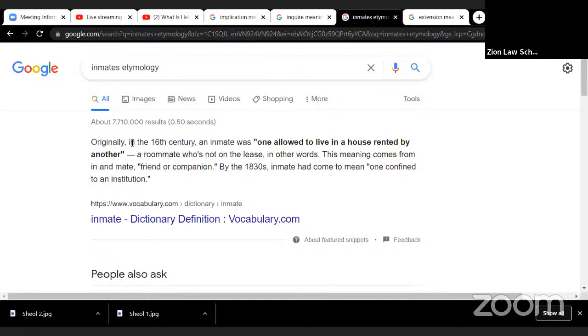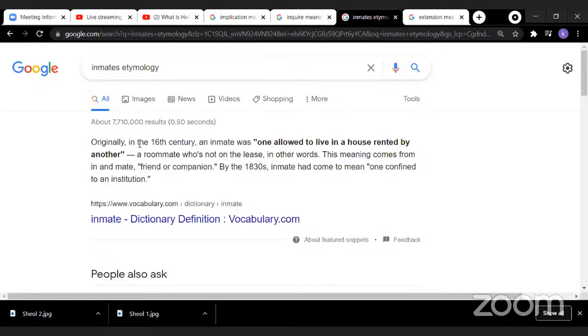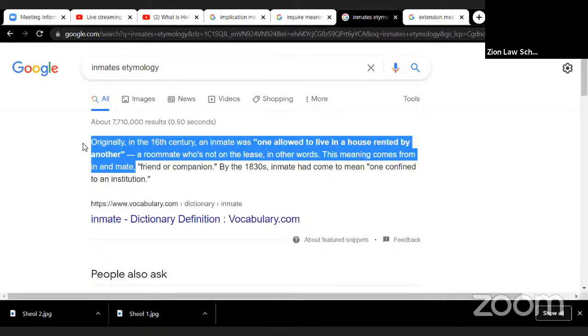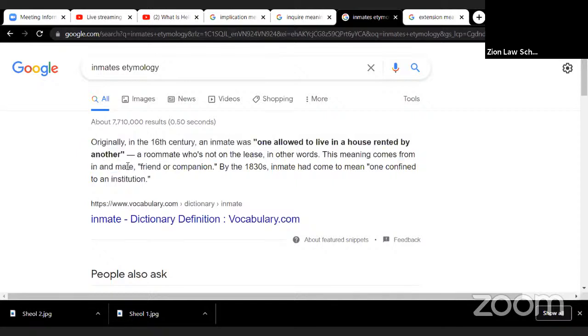Let me read this again. Originally in the 16th century, an inmate was one allowed to live in a house rented by another. A roommate who's not on the lease. In other words, okay, I understand it now. This meaning comes from in and mate, friend or companion. Okay, so this is not relating to a loyalty or mortgage. This is just somebody who's not on the lease.